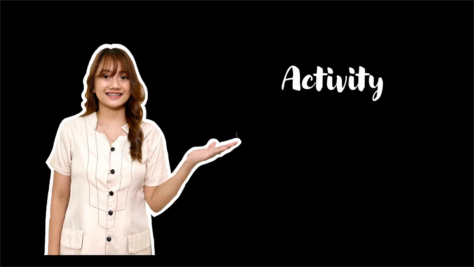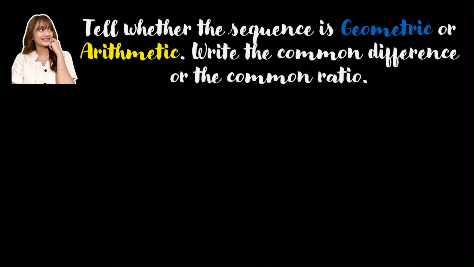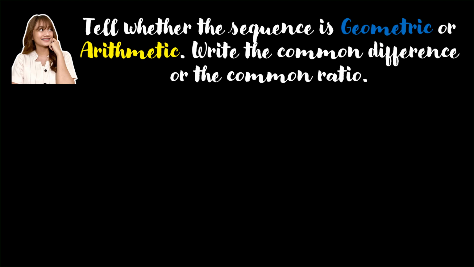Now, if you have learned something, let us have some activity which is entitled Get to Know Me. In this activity, we are going to tell whether the sequence is geometric or arithmetic, the common difference or the common ratio. We have number 1: 4, 12, 36, 108, 324, and so on. Is this sequence arithmetic or geometric? If it's arithmetic, then write the common difference. If it's geometric, then write the common ratio.